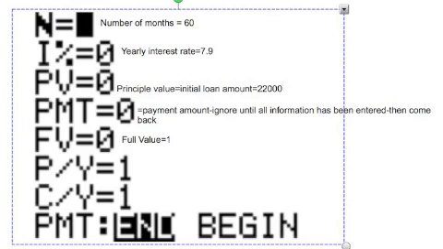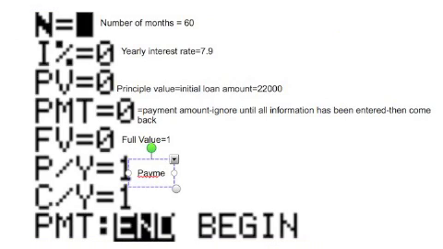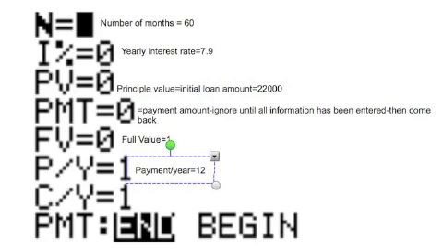The P/Y stands for payments per year. So if you're making a payment every single month, you will be paying 12 times a year, so put in 12.